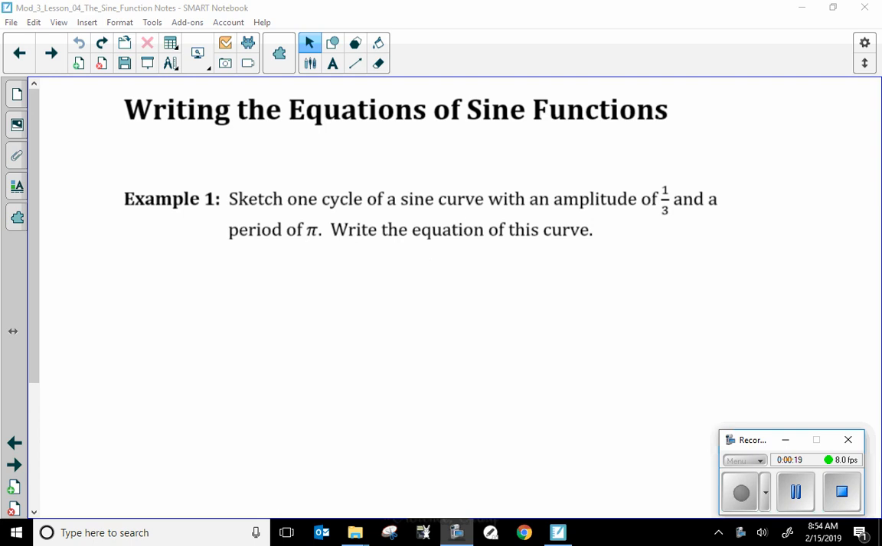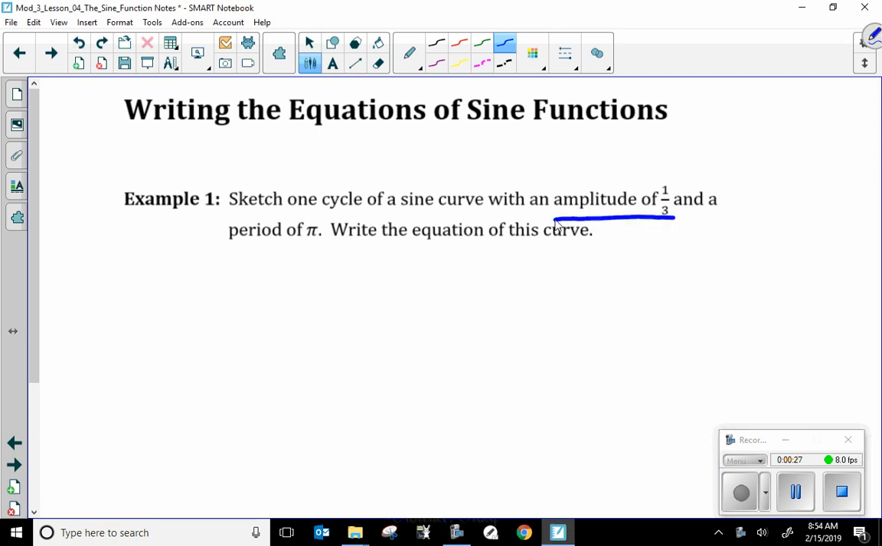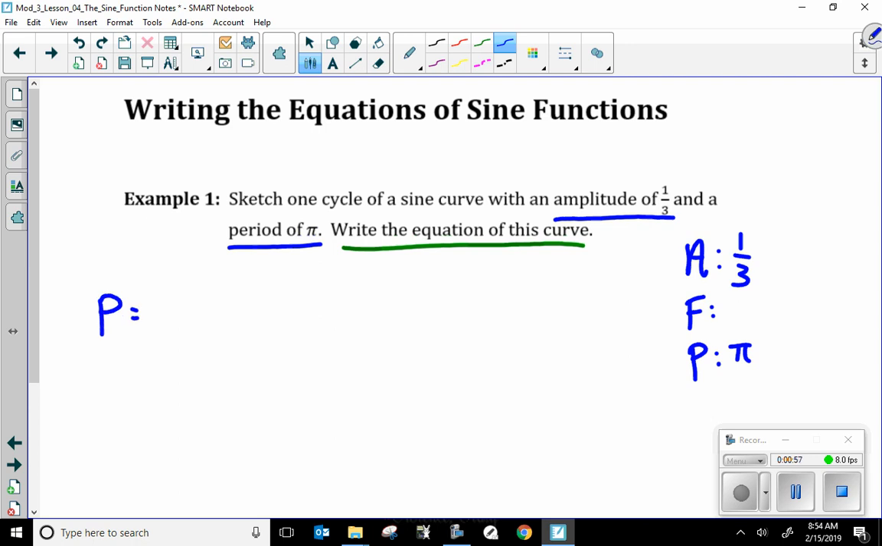So example 1 says, sketch one cycle of a sine curve with an amplitude of 1/3, okay, so that's kind of important, and a period of pi. So when I sketch this graph, it also tells me to write the equation of the curve, and we will. I'm going to do this like I would do anything else. My amplitude is 1/3. I don't know the frequency, but I know the period. The period is pi.